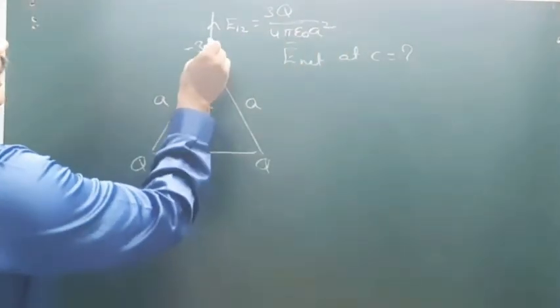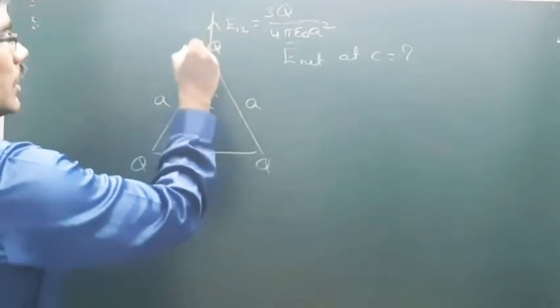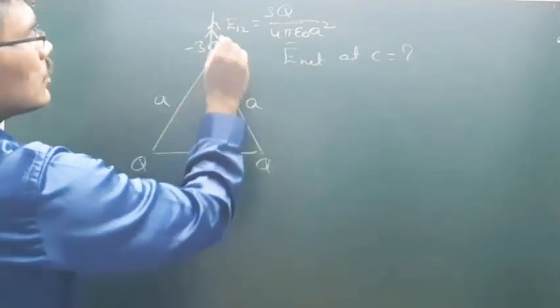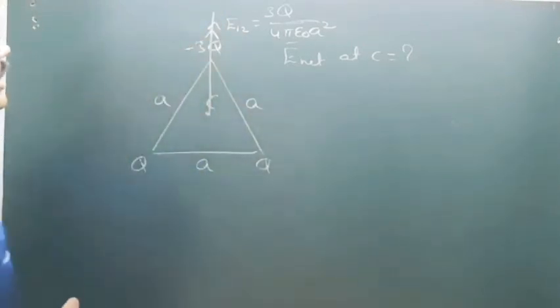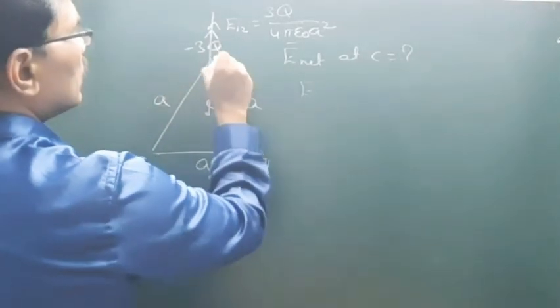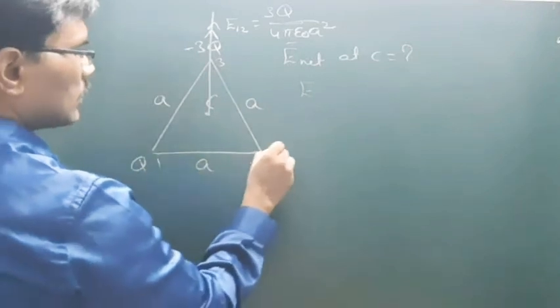But in addition to that E12, minus 3q is also acting in the upward direction. So therefore, this is also an E field due to minus 3q. So now, how much is the field due to minus 3q? So let it be the third charge here, and the first charge and second charge.